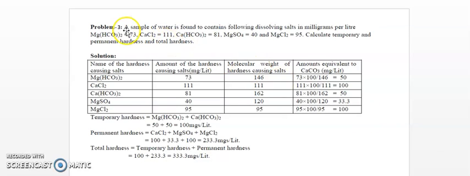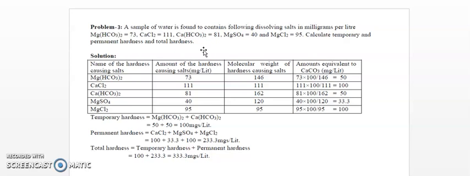Now problem 3. A sample of water is found to contain the following dissolved salts in milligram per liter: magnesium bicarbonate 73, calcium chloride 111, calcium bicarbonate 81, magnesium sulfate 40 and magnesium chloride 95. Calculate the temporary, permanent and total hardness of the water sample.